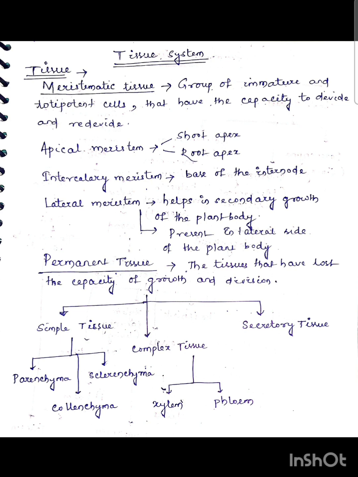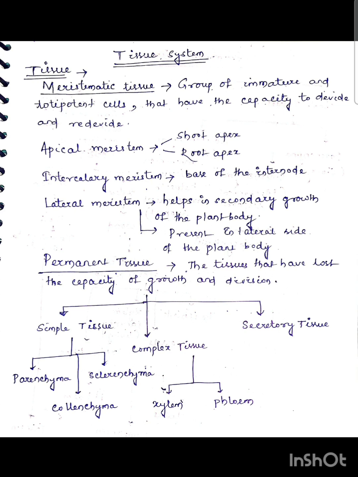In this video, we will discuss important points of your chapter tissue system. It is an important video for SSB TGT, PGT and SSB lectureship aspirants. So let's start. At first, the whole tissue is divided into two types of tissues like meristematic tissue and permanent tissue. What is meristematic tissue?